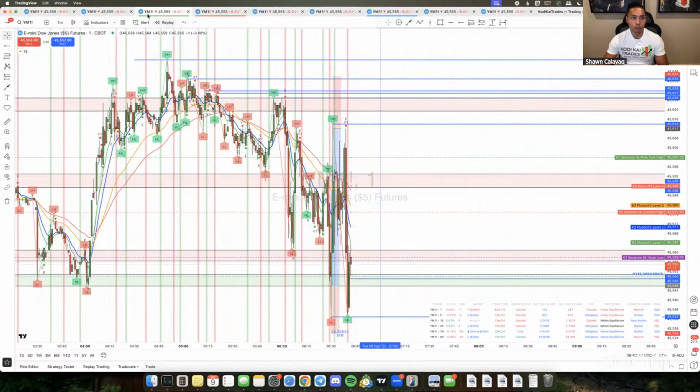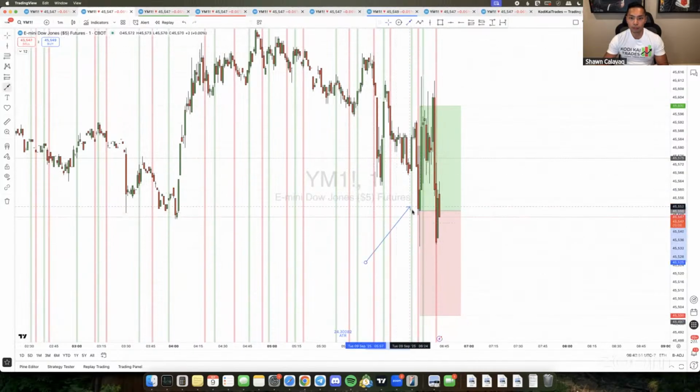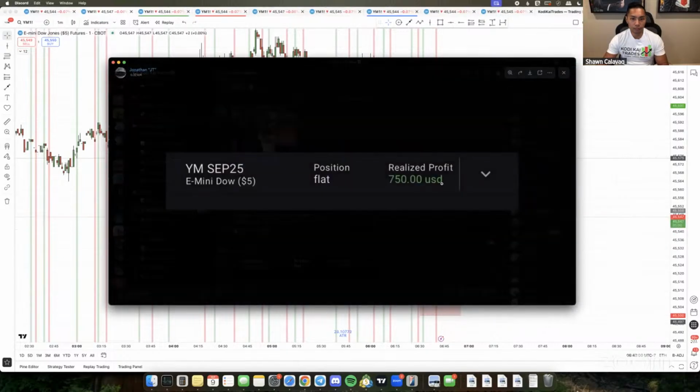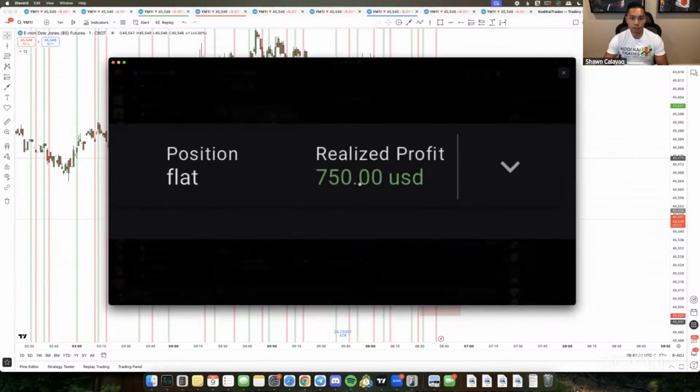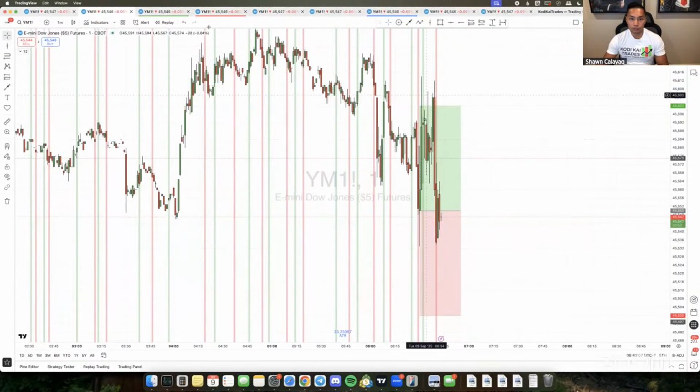If you guys are just joining in, there was only one entry that came out today. It was the momentum breakout, full TP right here for 50 points. A lot of people right there caught it, so nice work on catching that, guys. We got some team profits right here. Jonathan locked in 750 off that momentum breakout. So nice work, Jonathan. And Ark as well caught that trade. So solid work, guys.